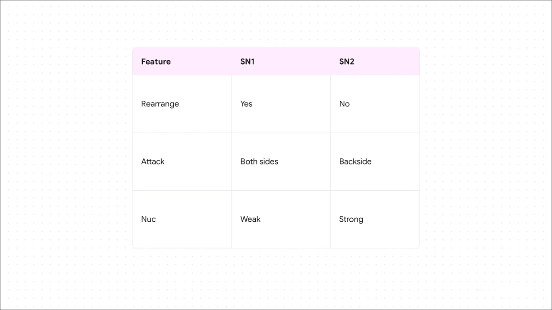Because SN1 forms that wide-open carbocation, the products can actually rearrange themselves, and the attack can come from both sides, giving us that 50-50 split. It can even get away with using a weak nucleophile. SN2? Absolutely no rearrangement possible. The attack happens strictly from the backside, and it absolutely requires a strong nucleophile to force the issue. It's wild how these shifting conditions completely dictate the chemical outcome.